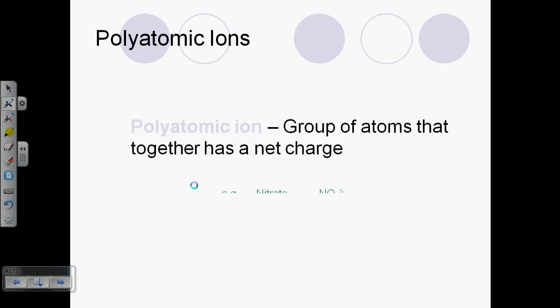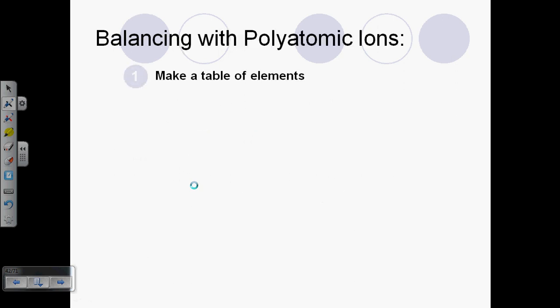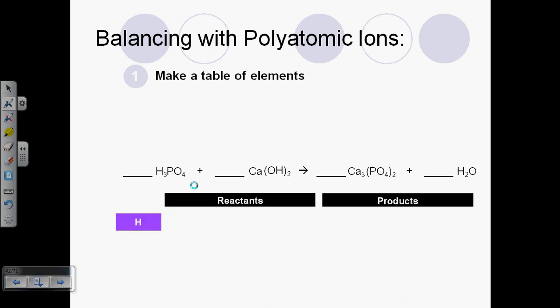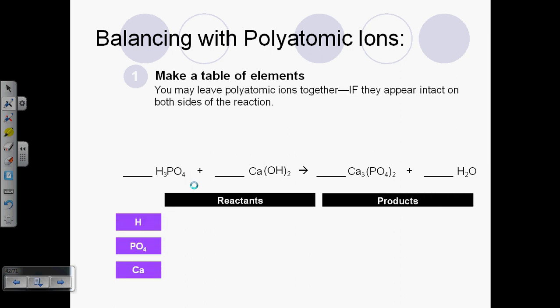Okay, we also have polyatomic ions in some of the equations we balance, and there's an easy way to do this. Again, we can make a table of elements. We can also include our polyatomic ions. We can keep those all together. So if there's a phosphate on the reactant side and a phosphate on the product side, we can just leave it as PO4 and count how many PO4 we have.